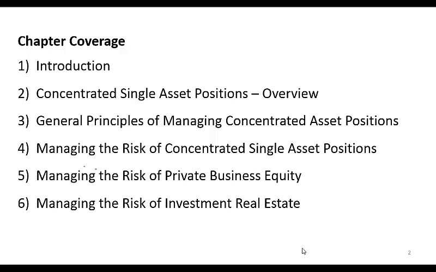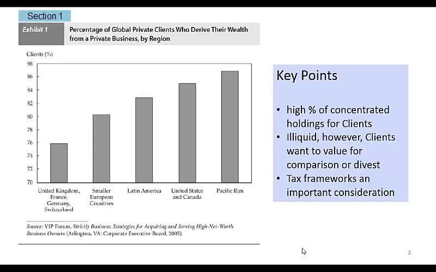So there are 6 sections in this reading and we'll go through them one by one. To kick off, obviously we'll be following the curriculum. Let's first look at a very interesting graph that shows the percentage of wealth that is derived from small businesses, for private clients. So in the UK, you have to look at 76% of clients actually derive most of their wealth through their businesses. The final point is that there is a high percentage of concentrated holdings for clients across the globe.